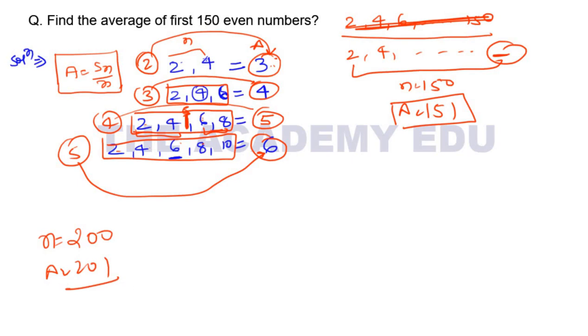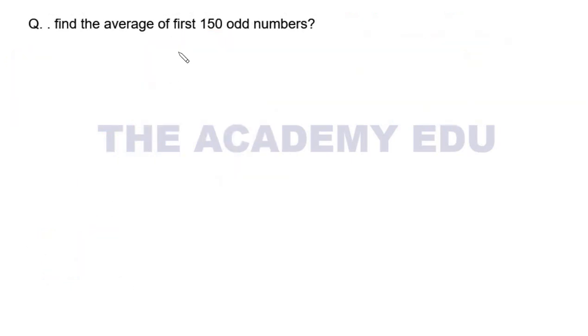Now move to the next question. Find the average of first 150 odd numbers, right? So this is also very easy. Try to solve it similarly like I did for the even numbers. Now see the answer.